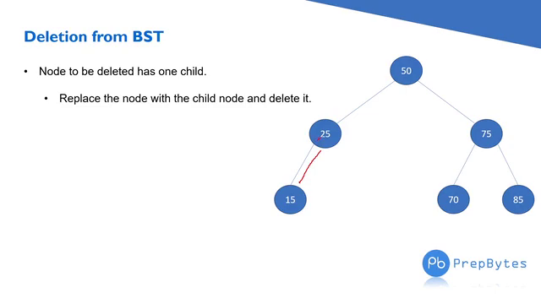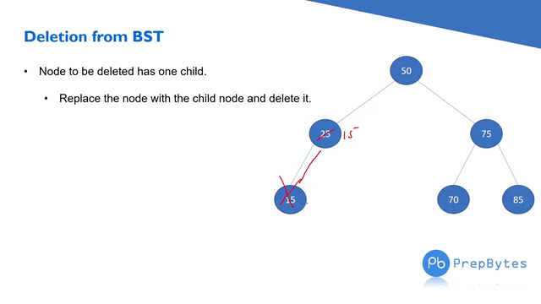So replace this 25 with 15 and delete this 15. So what you have to do is, when we have a single child, either a left child or a right child, copy this one here, so 15 will be copied here, and delete the 15 node, correct? So we can do this.